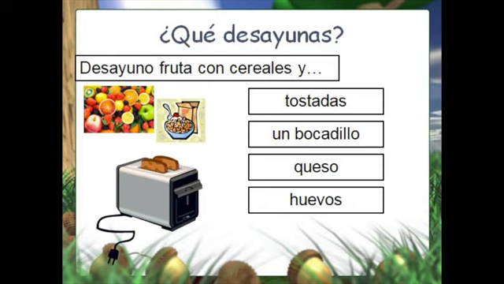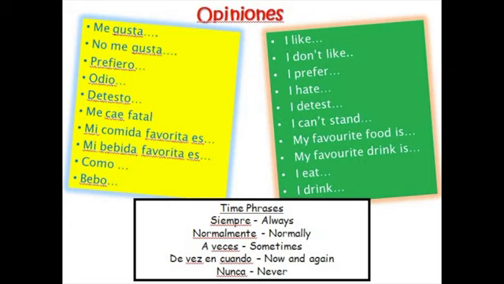Now what else could we use when we're talking about food and drinks to make our answers a bit more interesting? Opinions, opiniones. So these are some of the most common opinions, phrases which you should be familiar with. Perhaps me cae fatal, I can't stand, is a new one to you. Now that's excellent if you can get that into your speaking or your writing. As that as an idiom, so it counts as more complex language for the higher grades. We've also got mi comida favorita es, my favourite food is, mi bebida favorita es, favourite drink is.